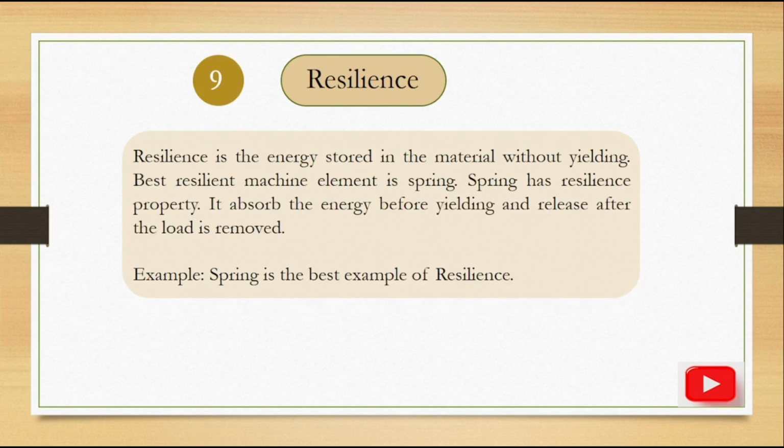Now resilience. Resilience is the energy stored in the material without yielding. The best resilient machine element is the spring. Spring has the resilience property. It absorbs energy before yielding and releases it after the load is removed. Spring is the best example of resilience.